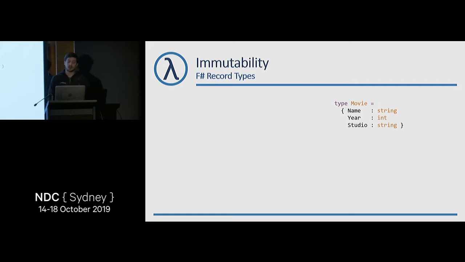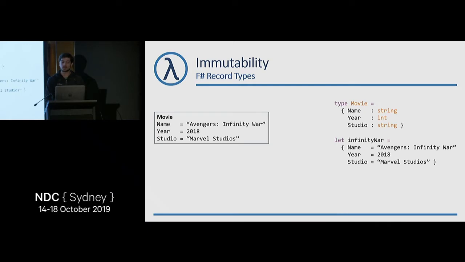In F#, we can define record types, which are an immutable data type that has a number of properties. And you can see the syntax for defining the movie type up on the slide. It's got 3 properties: name, year, and studio. Now we can construct an immutable value of the movie type by using the curly braces and assigning a value to all properties. Now it's not possible to make a half-initialized movie value. Because it's immutable, there'd be no way to set the rest of the properties after construction to finish initializing it. We must assign all the properties.